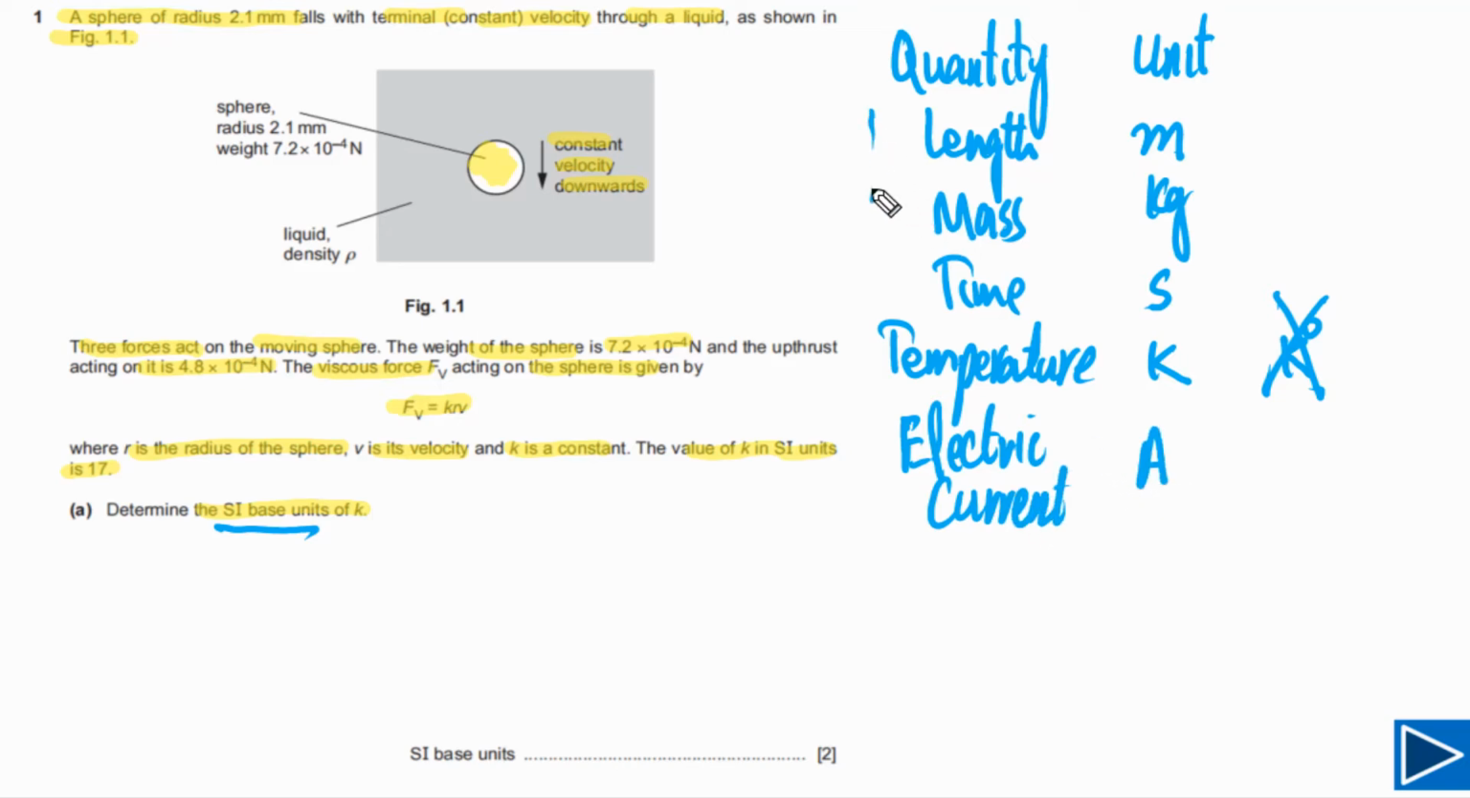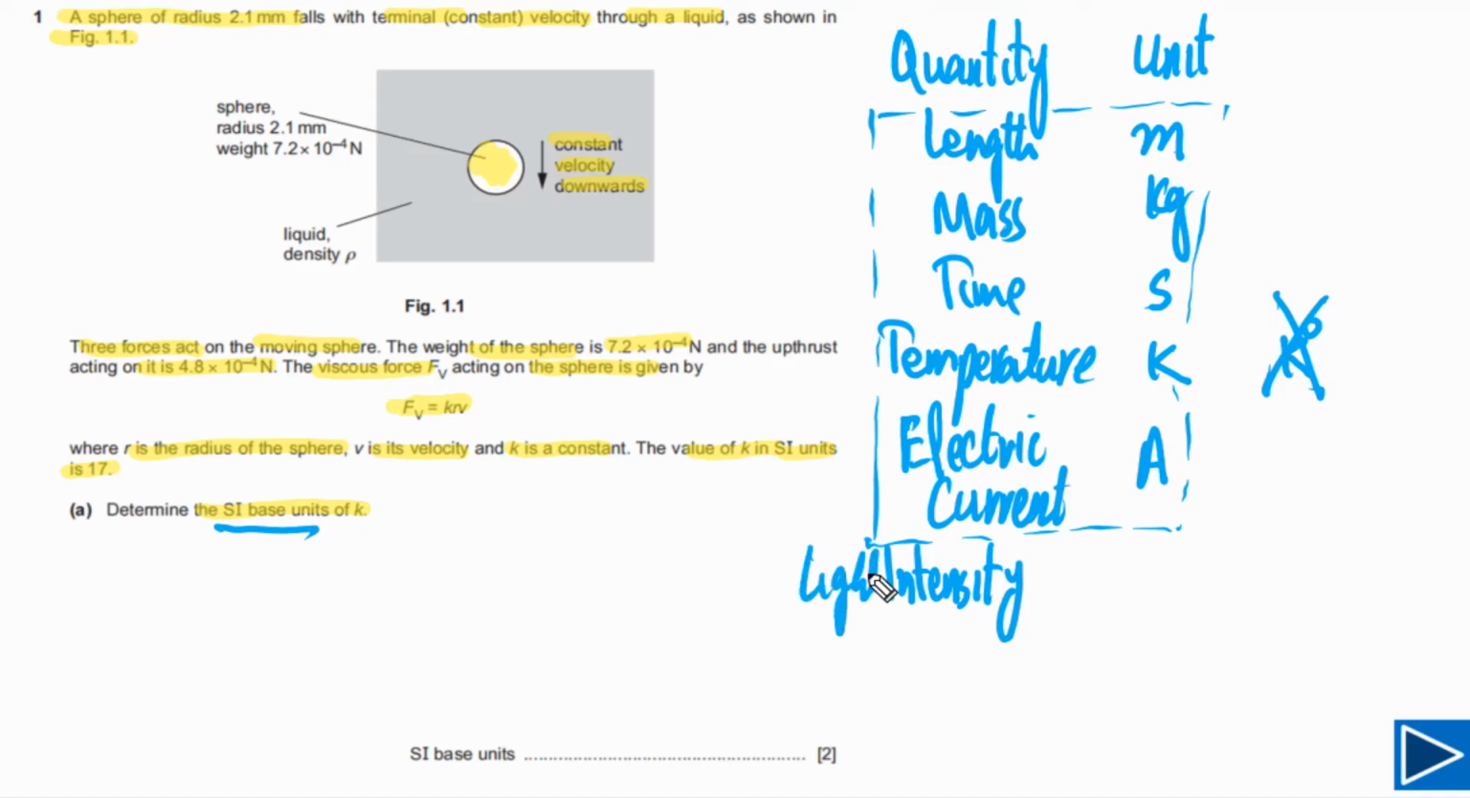In physics, at this level, we will be focusing on these 5 SI quantities and SI base units. But we have 2 more. Next one is light intensity, or you can simply say intensity. The unit of this one is candela. We use cd for this. And the last one is amount of substance.